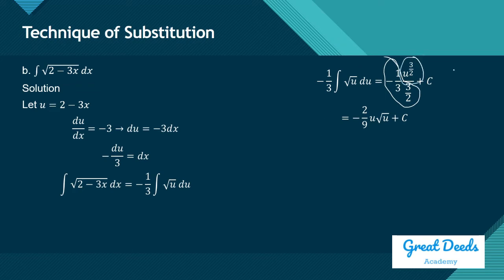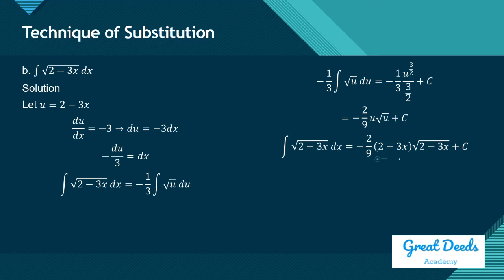Again, simplifying this, this is the square root of u cube. And the square root of u cube is equal to the square root of u squared times u. So this is equal to u times the square root of u. The integral of the square root of 2 minus 3x dx. So we will just replace u again by the original function. So it's going to be negative 2 over 9 times this. This is your u. And then square root of u plus c.